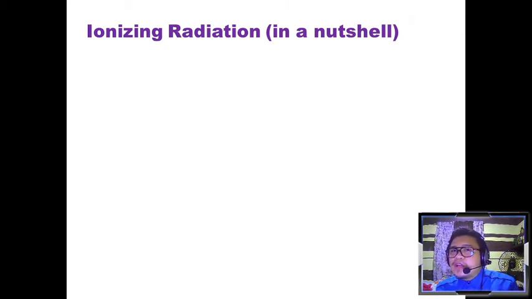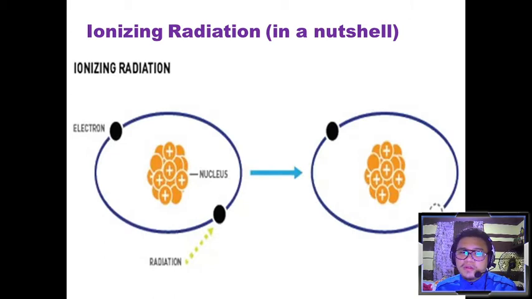Now, to understand ionizing radiation, you go back to the concept of ionization. Okay? So to go back to the concept of ionization, consider this illustration here. In a neutral atom, it is a well known fact that the number of electrons is equal to the number of protons. Now, what happens if there is an unequal number of protons and electrons? So that is what we call ions.